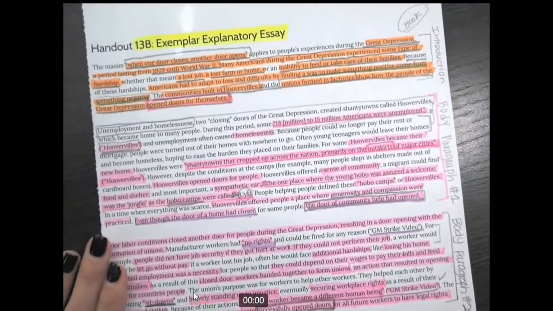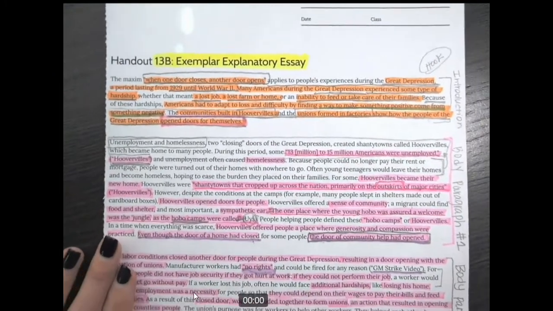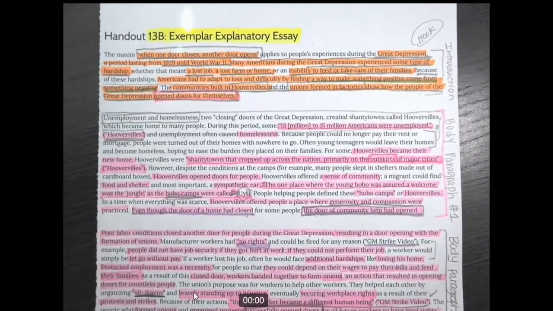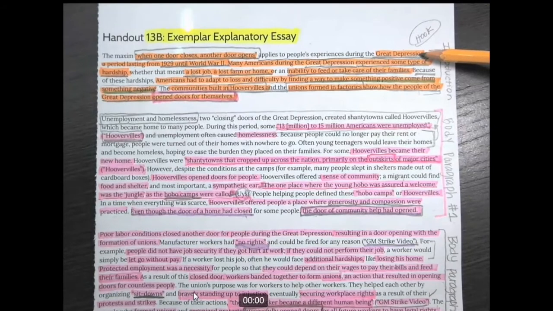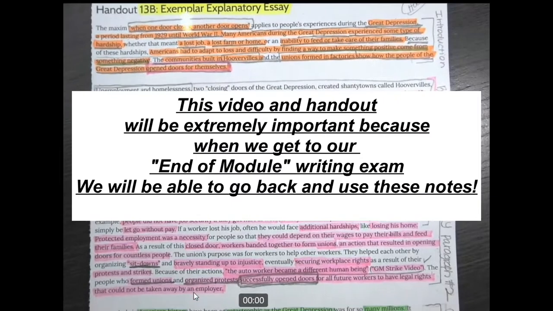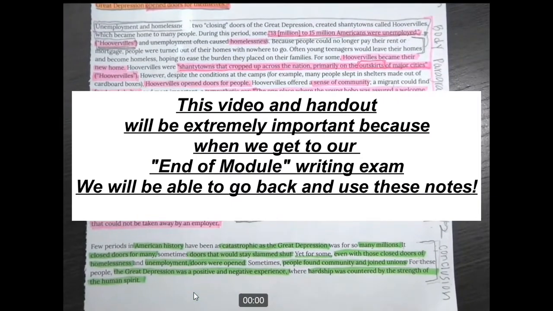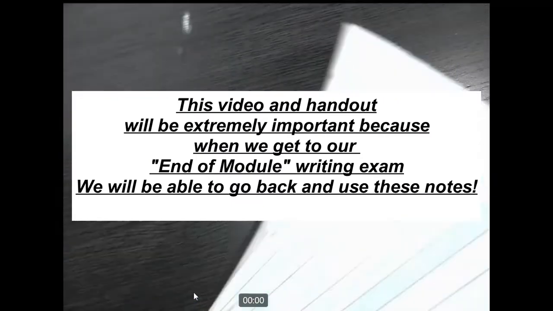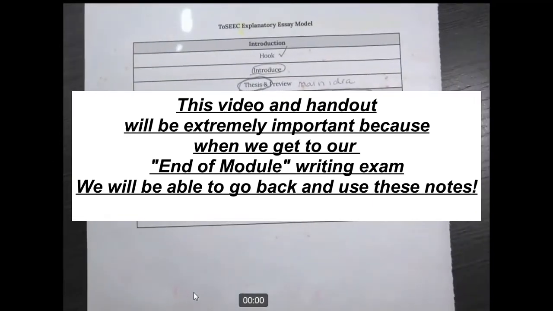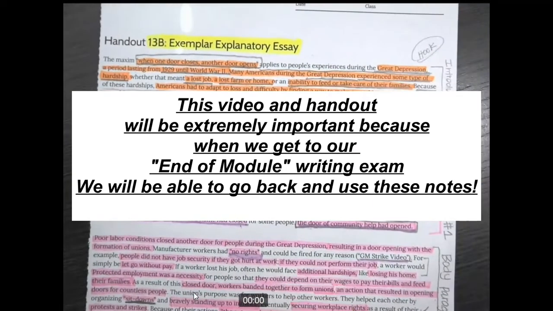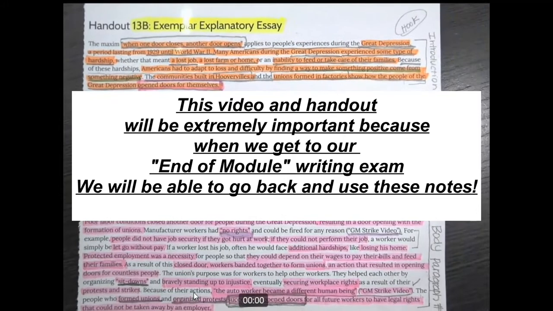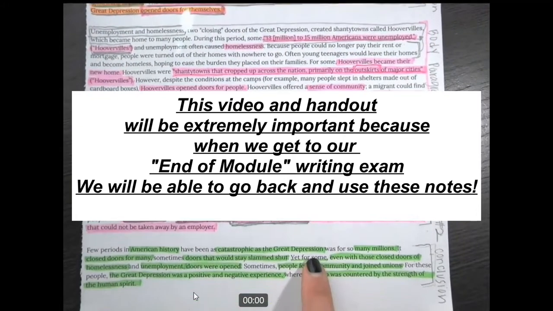Okay. Once again, boys and girls, this is an exemplar, an example of how we would write an explanatory essay for the hardships of people and what they faced during the Great Depression. So, please make sure, while you were following along in your student workbook, your paper should look something like this.